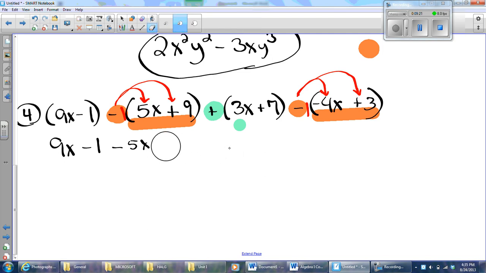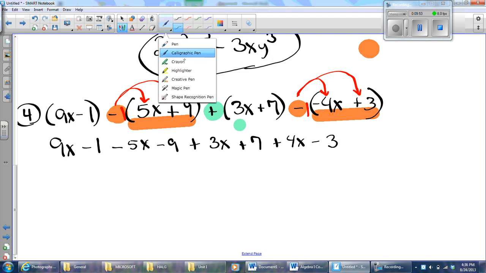Yep, I forgot to distribute. I'm going to multiply 5x times -1, get negative 5x. But then I have to multiply 9 times -1. There we go, negative 9. Yeah, good thing I caught that. Then I've got a 3x plus a 7. And then a negative of a negative is a positive, right? Okay, -1 times -4 is positive 4x. And then a -1 times a positive 3 is -3.